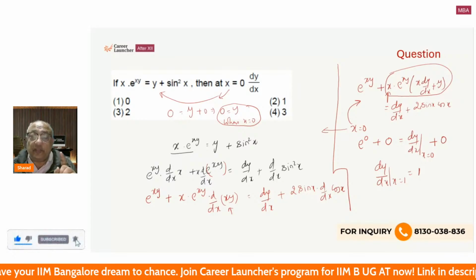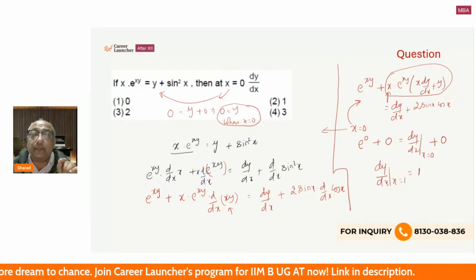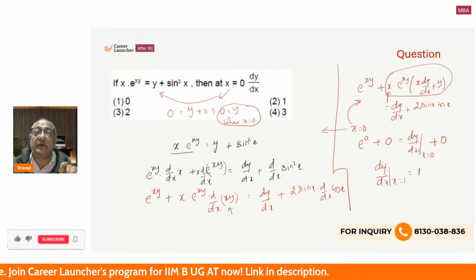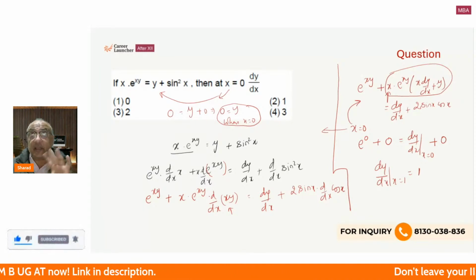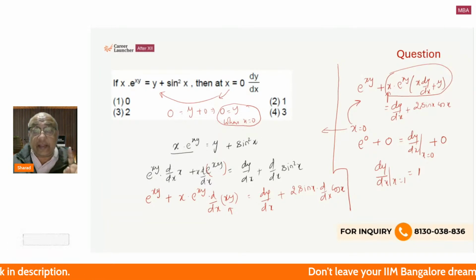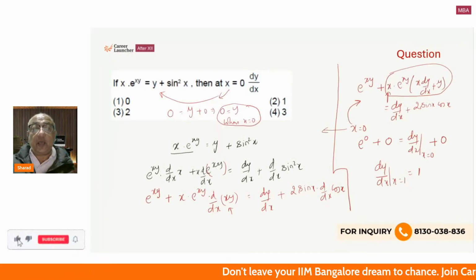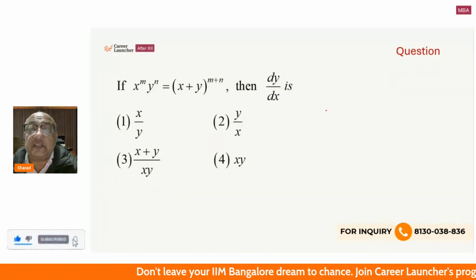But one more thing, you should not compute y at x equal to 0 first and then differentiate. Then it will be wrong. You have to find the dy by dx expression and then do it. Okay, let's do the next question.